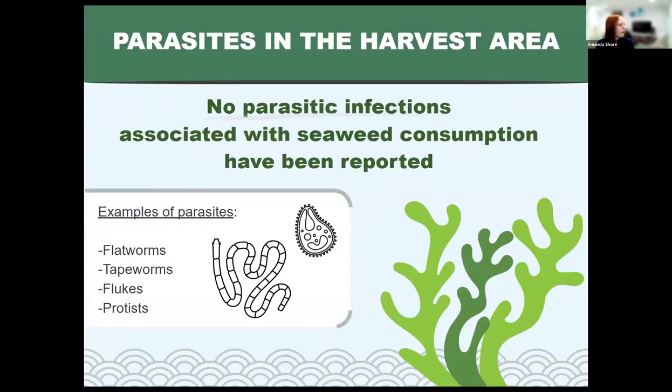So I want to start off with talking about parasites. Parasites can be a problem with some seafood products, especially fish, some oysters, other types of shellfish. From looking in the literature, we don't see any outbreaks associated with worm or other types of protist parasites specifically associated with seaweeds. So, that doesn't really seem to be a potential hazard that people really need to be worried about right now.